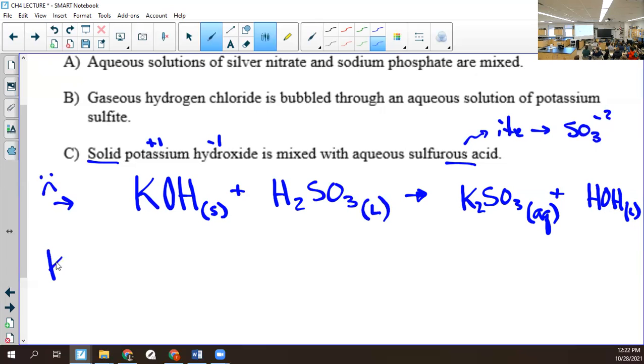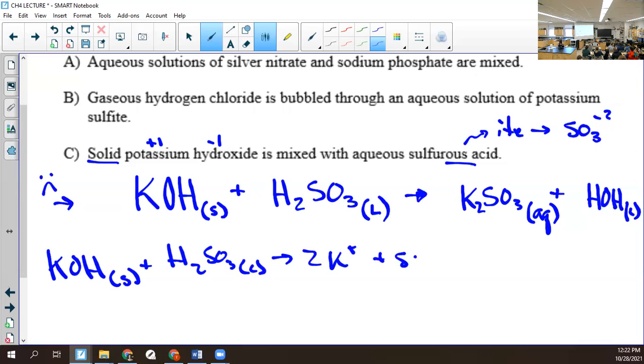Yeah, I gotta separate it. It's a pain in the butt. I have to break this apart: 2K plus, SO3 minus 2, plus HOH. When you do the complete, you should definitely include the charges here. Because if you don't put a plus with potassium, it just means the element, which you wouldn't put in sulfurous acid. That'd be mucho no bueno.